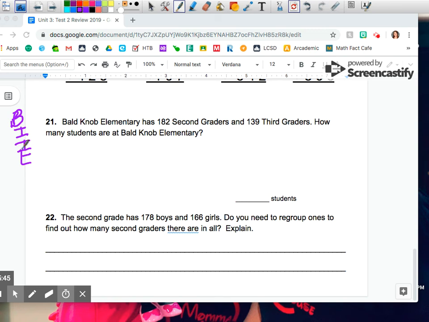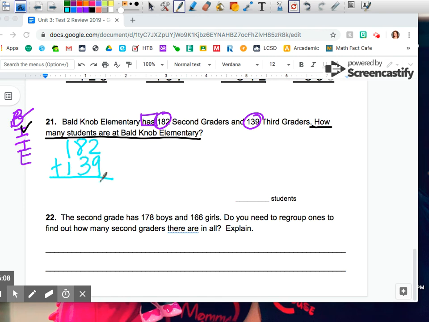Okay, so breaking it down, it has 182, 139. So I've broken it down, identifying my question by underlining it. How many students are at Bald Knob Elementary? Now I can try a strategy or two. So I'm going to try standard algorithm first. 182 plus 139. 2 plus 9 is 11. Carry my 1. 1 plus 8 is 9. 3 more makes that 12. And then 1 plus 1 plus 1 is 3.